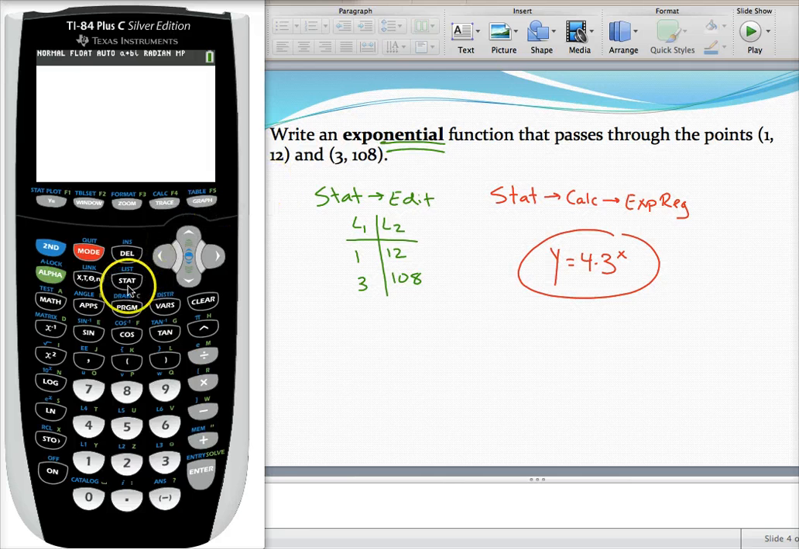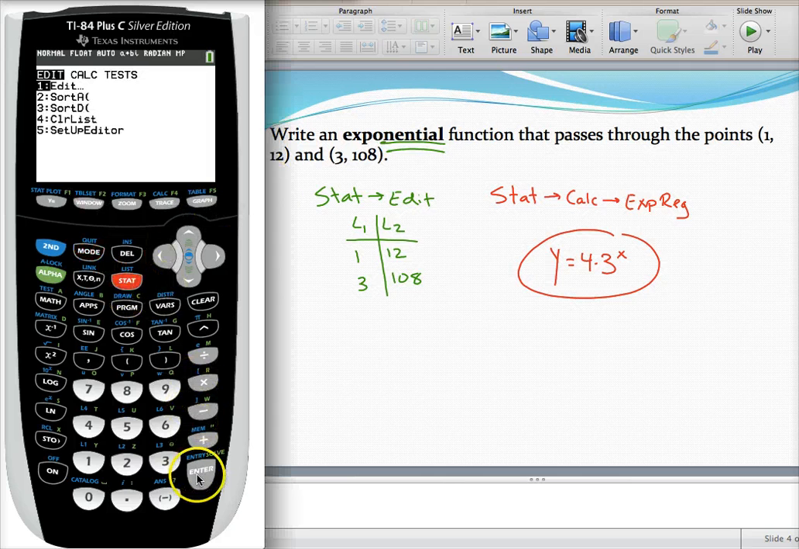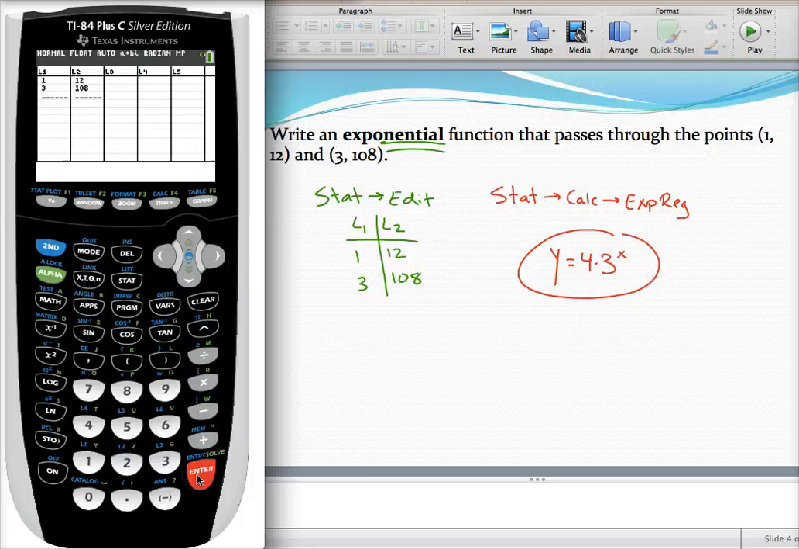So begin by pressing Stat and then Edit. You should see L1 and L2. If you don't see those, you can talk to me in class and I'll show you how to get those to pop up. Get your X's typed in L1. I've done that already. And get your Y's typed in L2. And if you need to pause the video to keep up with me, then pause the video.